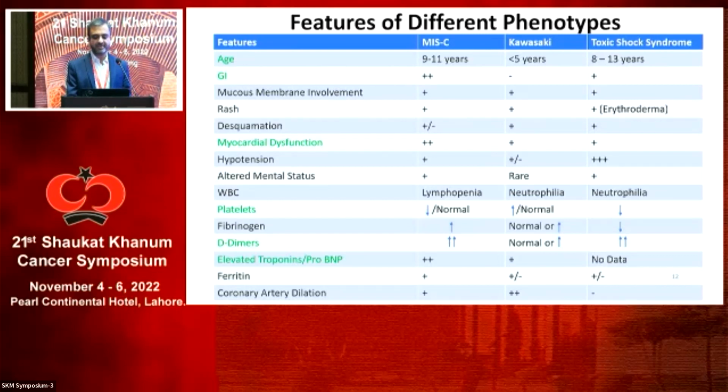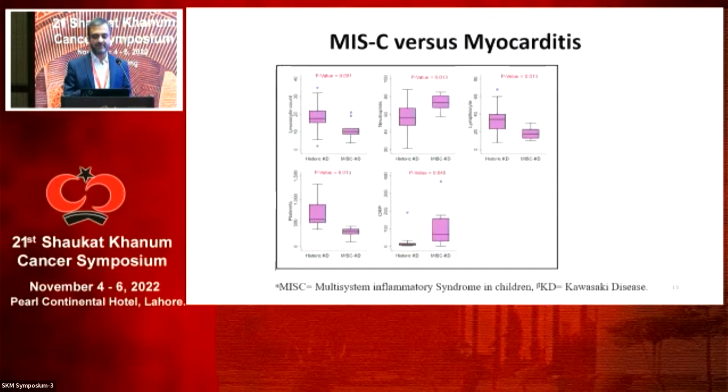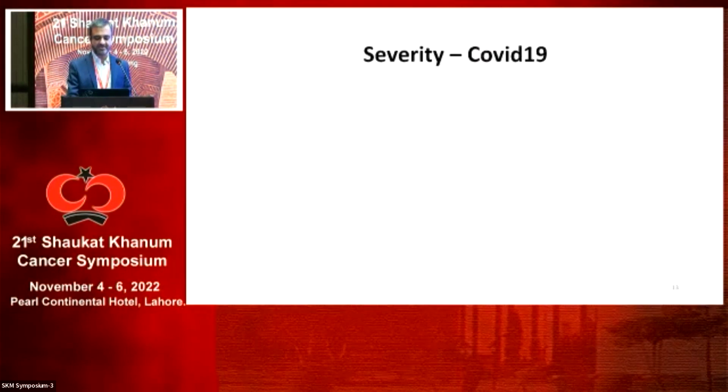And if we compare this MISC with myocarditis, we saw again the same laboratory findings. MISC, Kawasaki, and myocarditis had low leukocyte count, more neutrophilia or relative lymphopenia, and then they had low platelets, as well as they had high CRP value as compared to the historic Kawasaki and myocarditis.